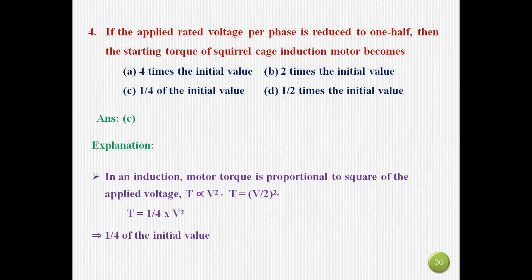Now we will start the fourth question. Here, if the applied rated voltage per phase is reduced, again you will require our torque equation. What is our torque equation? Tau equal to S into K into E2 square R2 upon R2 square plus S X2 square. Here they have given, if we are reducing the applied rated voltage, it means what? E. You can take E or you can consider that as V.